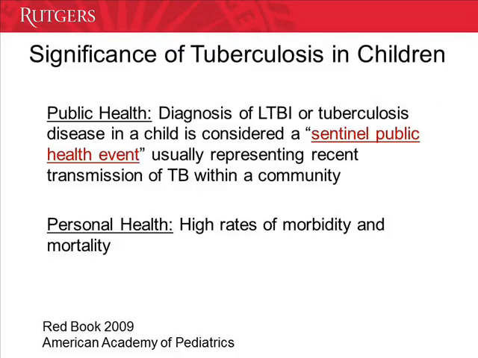This may be one of the most important slides of this whole presentation. What's the significance of TB in children? A diagnosis of latent TB, as I referred to earlier, or active TB in a child is considered a sentinel public health event, usually representing recent transmission. Remember, they're too young. They didn't get it 20 years ago, because they're only 3 years old. So they obviously were recently exposed, which means there's ongoing transmission in your community. So even though you may not suspect it in your school, if you are the first person who becomes aware of it, you have to notify the public health authorities in your locale.